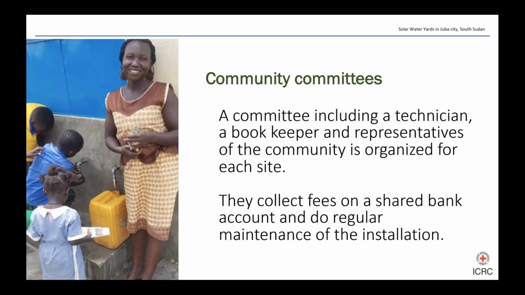Generally, sustainability is one of the major challenges for construction projects in South Sudan. The main reason is the lack of financial resources, including power supply, and the absence of dedicated and qualified staff. For the ICRC-assisted large solar water yards, the asset-based community development (ABCD) approach was implemented to tackle this challenge.